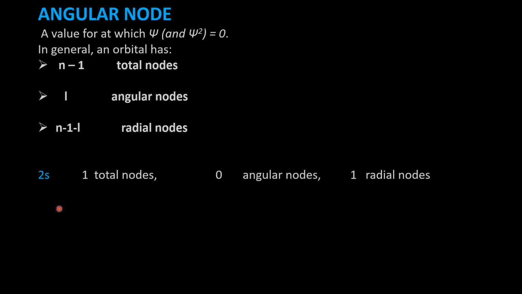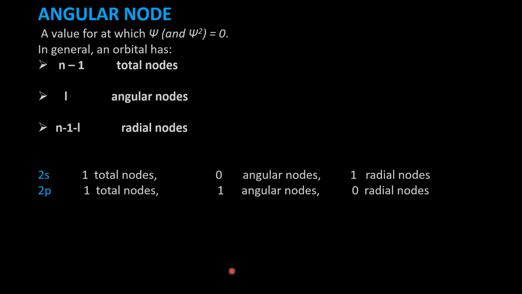Now first let's try the 2s orbital. For the 2s orbital, the value of n is equal to 2, so it's 2 minus 1. So it has 1 total node. For the angular nodes, for the 2s orbital, n is equal to 2 and L is equal to 0, so it has 0 angular nodes. And for the radial nodes of the 2s orbital, again n is equal to 2, so radial nodes are 2 minus 1 minus 0. It has 1 radial node.